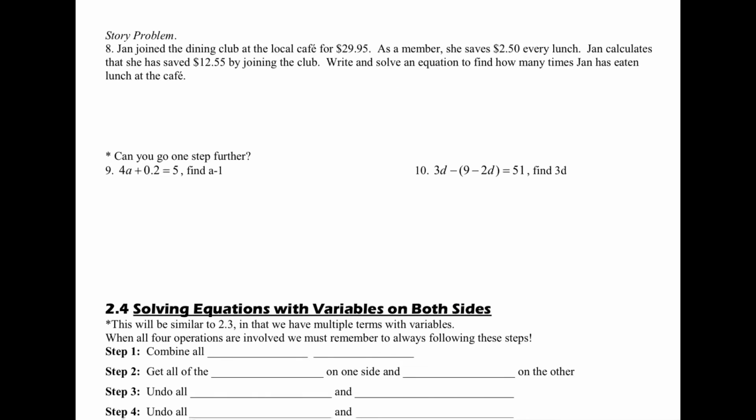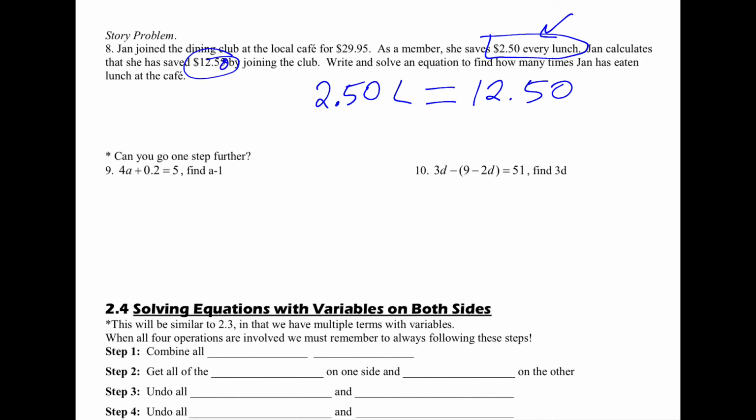Sometimes we have to solve equations that are given to us in words. So if we save $2.50 every lunch, that's a keyword that means multiplication. So I will set that as a variable L. And we have saved a total of $12, and I'm guessing that's supposed to be 50 cents. Sorry. Let's pretend this is $12.50 instead of $12.55. It turns out if we divide both sides by 2.50, we find our answer. The number of lunches is 5.